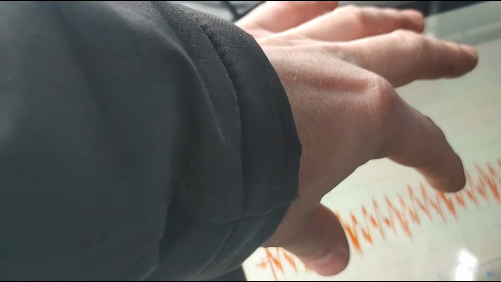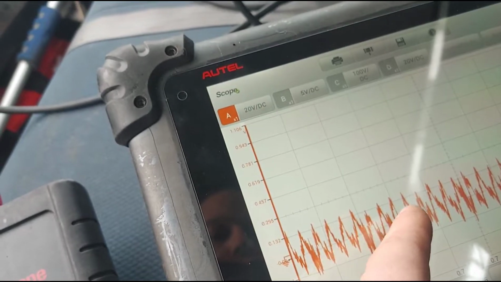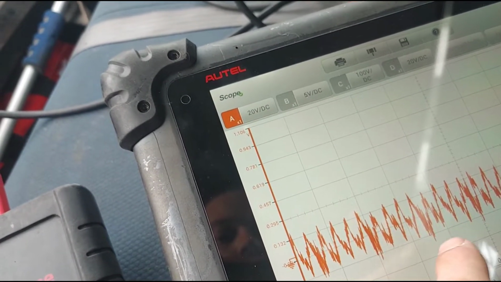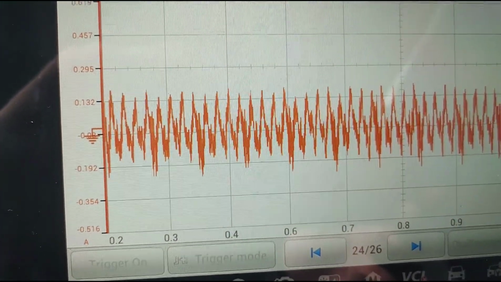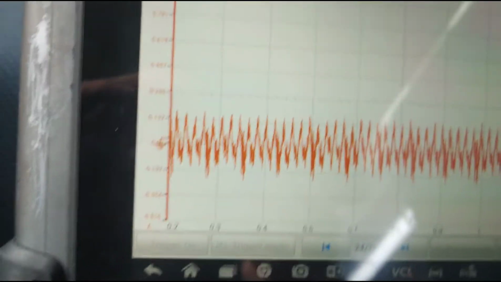Okay? And it is repetitive, so 1, 2, 3, 4, then we have a big drop, right? 1, 2, 3, 4, we have a big drop. I'll pinch it together, it makes it a little bit clearer. All right, so as you can tell, there is something going on inside of this engine.